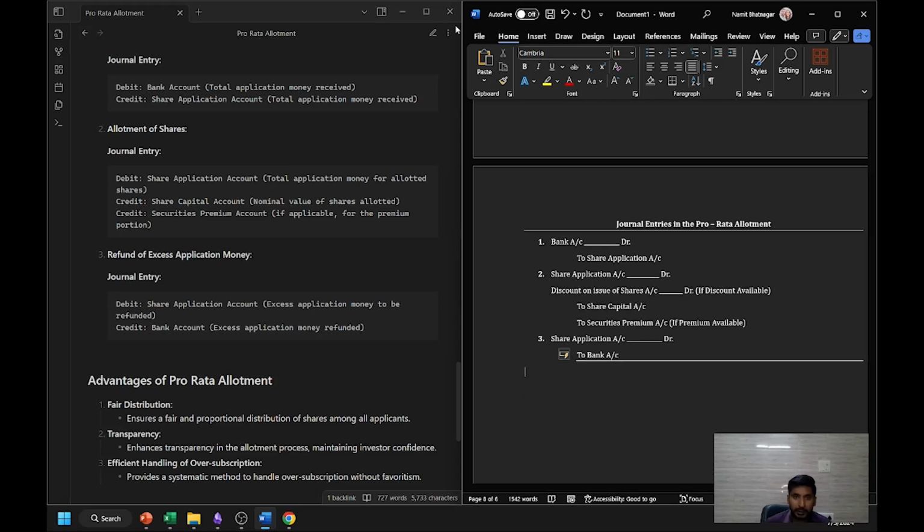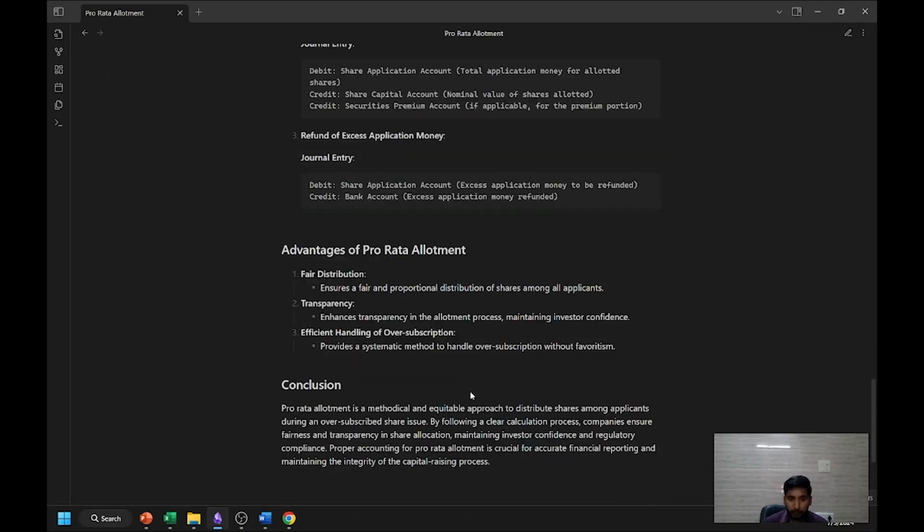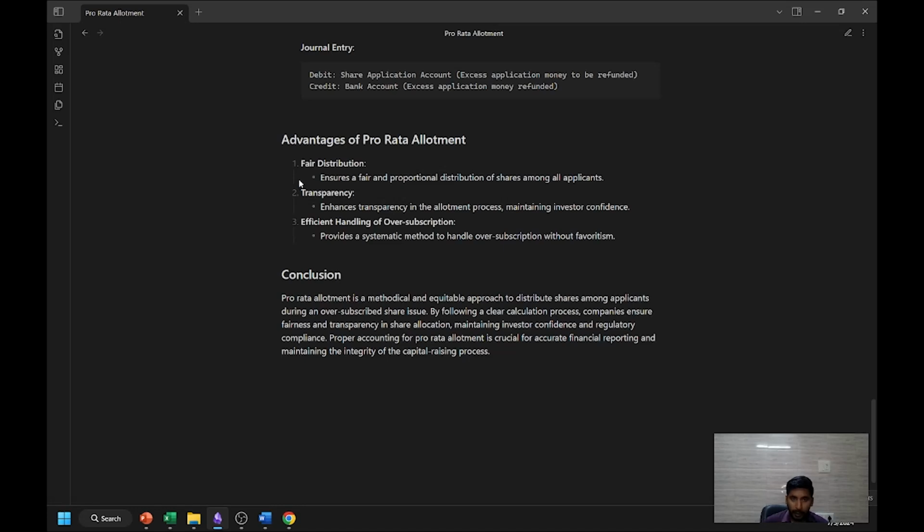Now let us talk about the advantages of pro rata. Pro rata is good because it gives fair distribution. It ensures a fair and proportional distribution of the shares among all the applicants. Then there is transparency. It enhances transparency in the allotment process, maintaining investors' confidence. And third, efficient handling of oversubscription. It provides a systematic method to handle oversubscription without any favoritism.